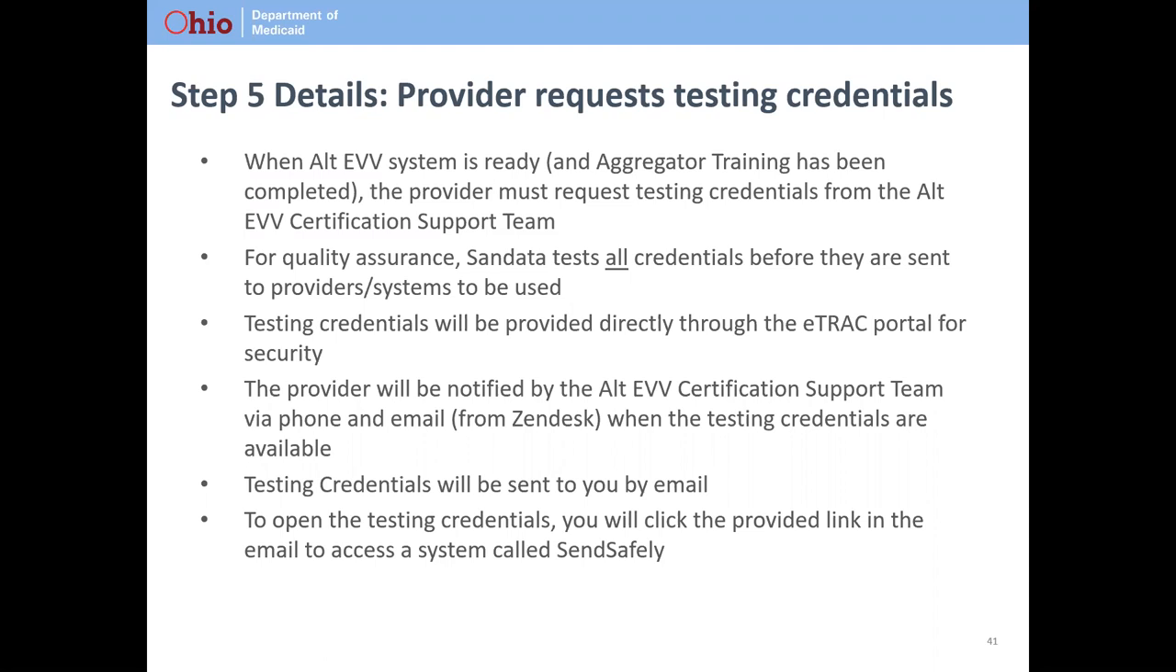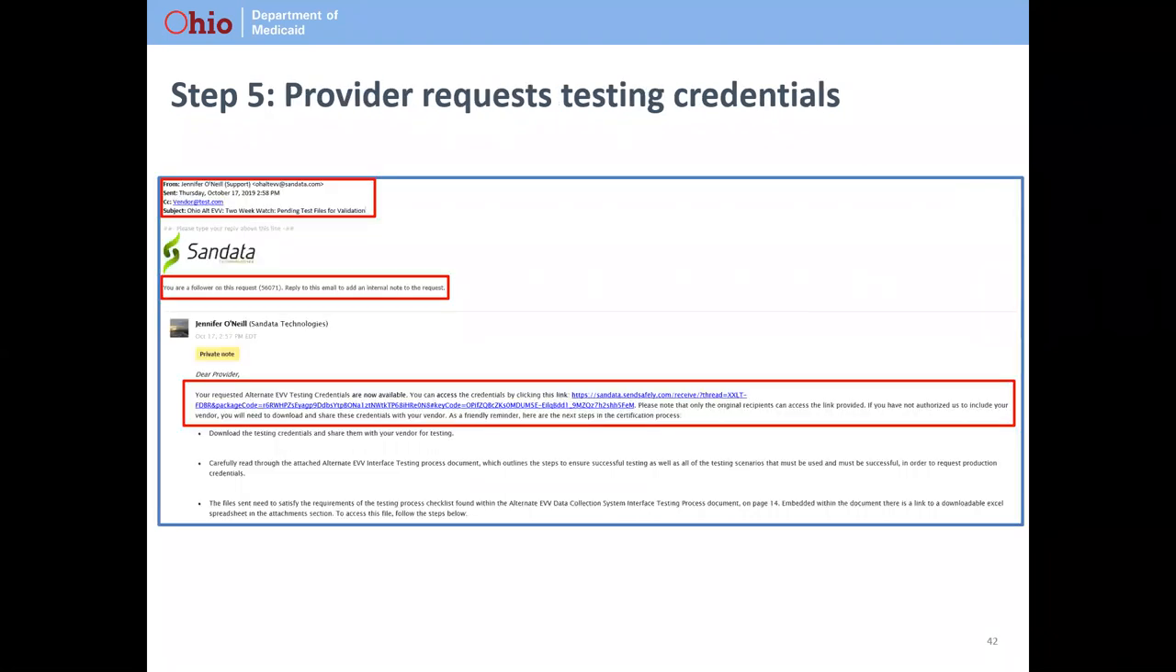So the provider will be notified by the alternate EVV certification support team, both through phone and email, and the email will come from Zendesk or sent through Zendesk when those testing credentials are available. So they will be sent in email. And when I say email, they're going to be included in a link that is included in the email that you receive back. And that link will give you access to an additional application called Send Safely. So this is just an additional security step just to make sure that those testing credentials are going to who they should be going to.